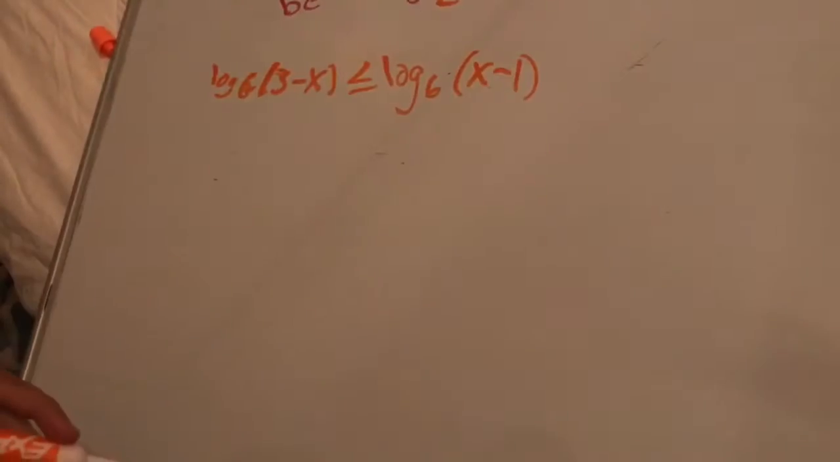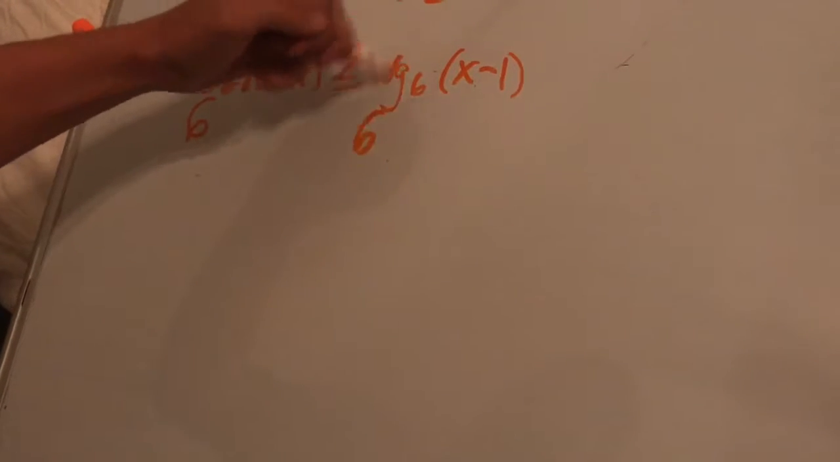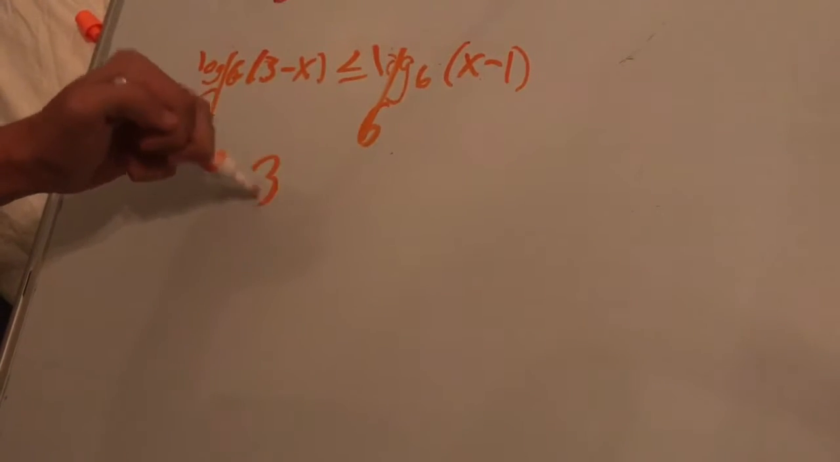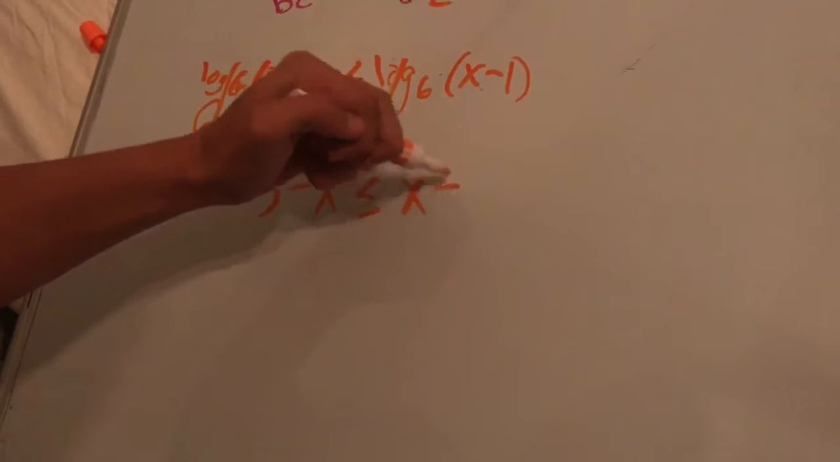So what you want to do to start off is get rid of the logs. You're going to raise the base 6 on both sides, cancel it out, so that leaves you with 3 minus x is less than or equal to x minus 1.